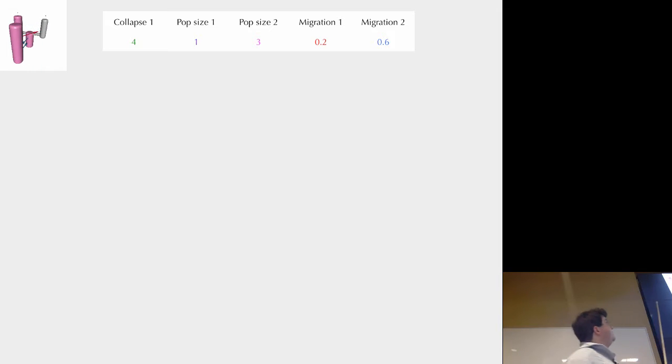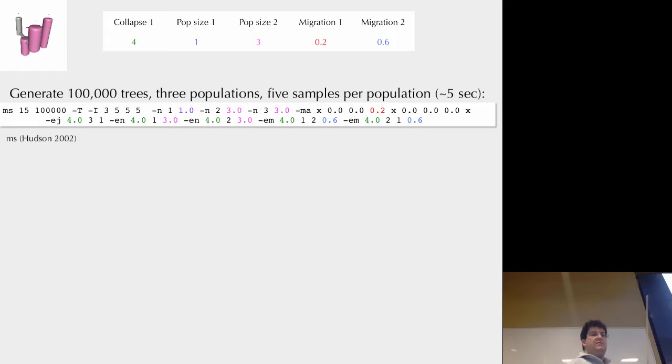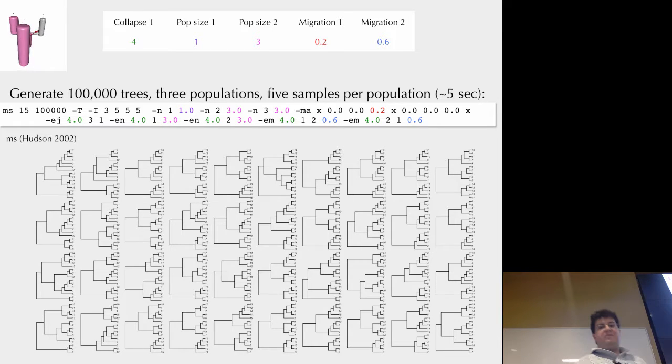Okay. So how we do this: we take our model, then we take our parameters. For example, how deep is the split? It's 4 coalescent units in the past, population sizes here are 1 and 3, one migration rate is 0.2, the other migration rate is 0.6. You stick it into Dick Hudson's MS program. You don't have to do this yourself, the program does it for you, but you want to give him credit. So you input all these things, and it simulates many trees. Then the program sees how often I match my observed gene tree with one of those simulated trees. That's the likelihood of that observed gene tree.